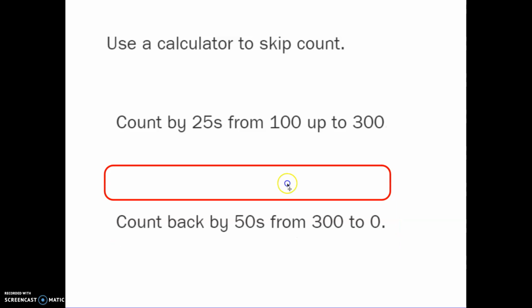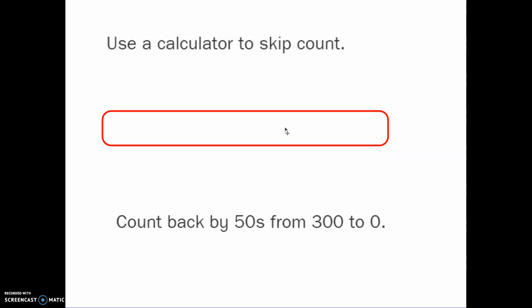All right, clear it out. We're going to count back by 50s. We're going to start at 300. So you're going to type in 300 minus 50, and we're going to get ready with that equal sign. Click, 250, click, 200, click, 150, click, 100, click, 50, click, 0. Very good. Put the calculator away or to the side, and we're going to get started with our number talk.